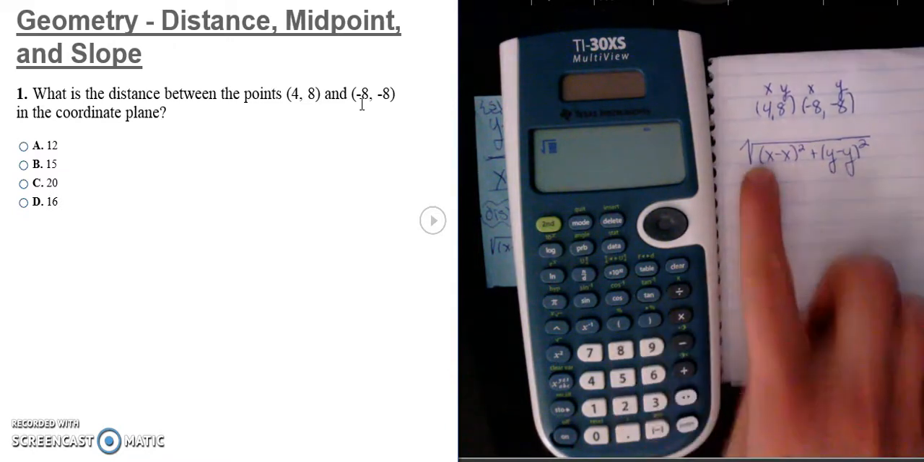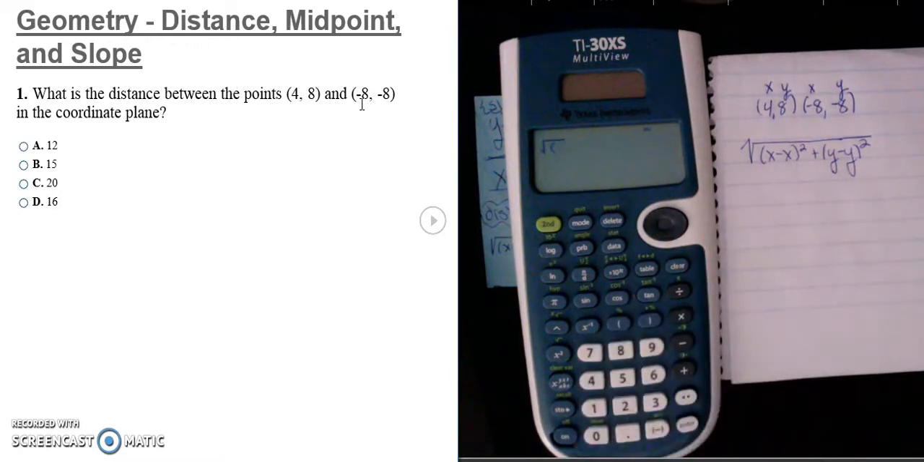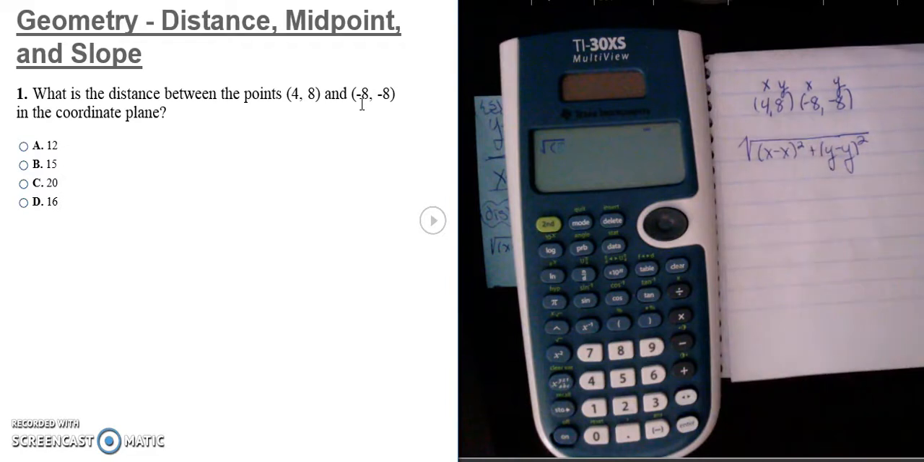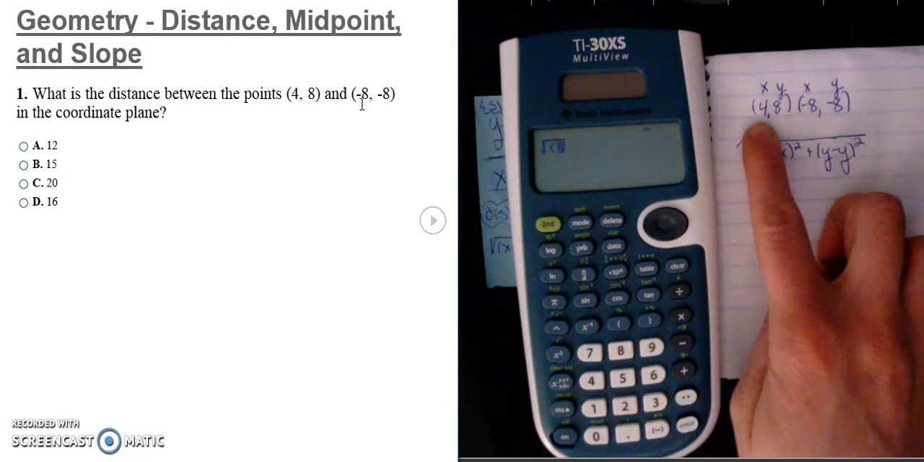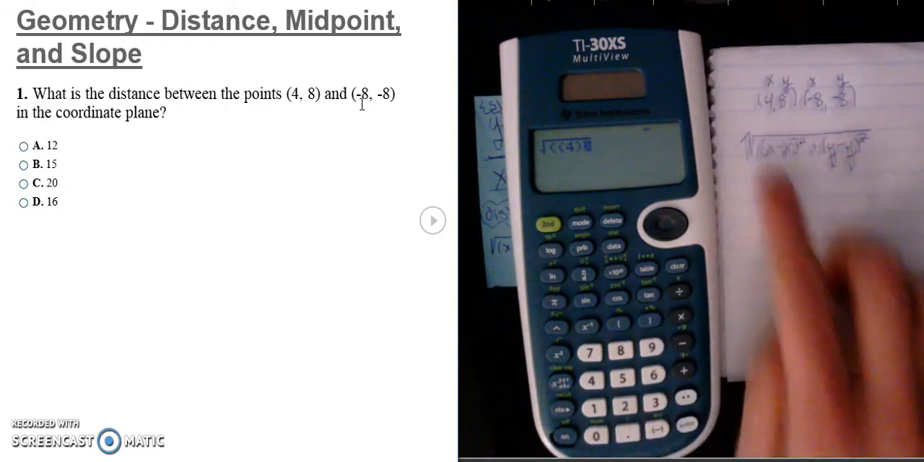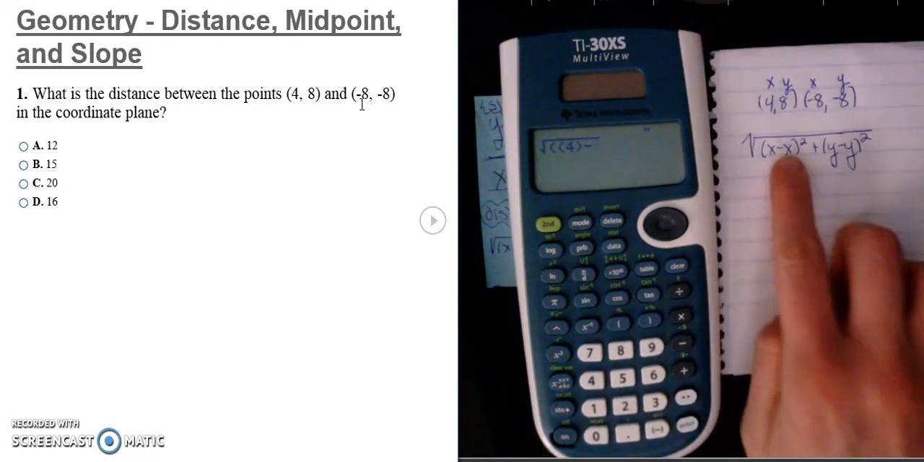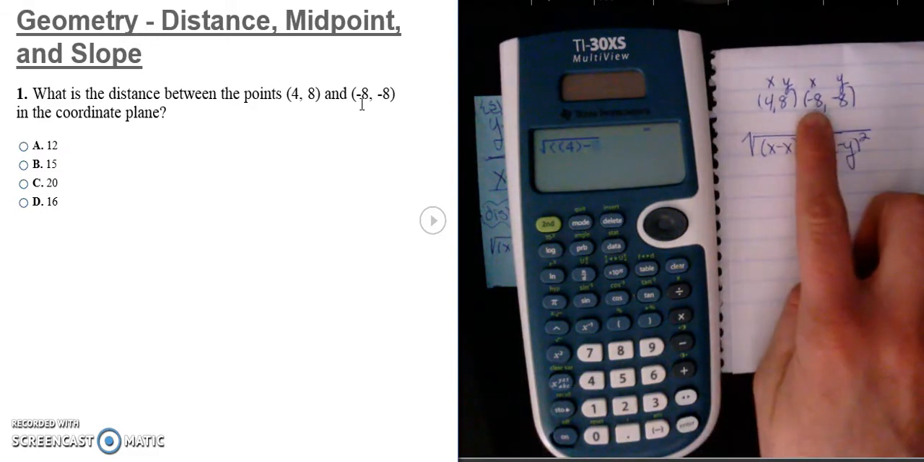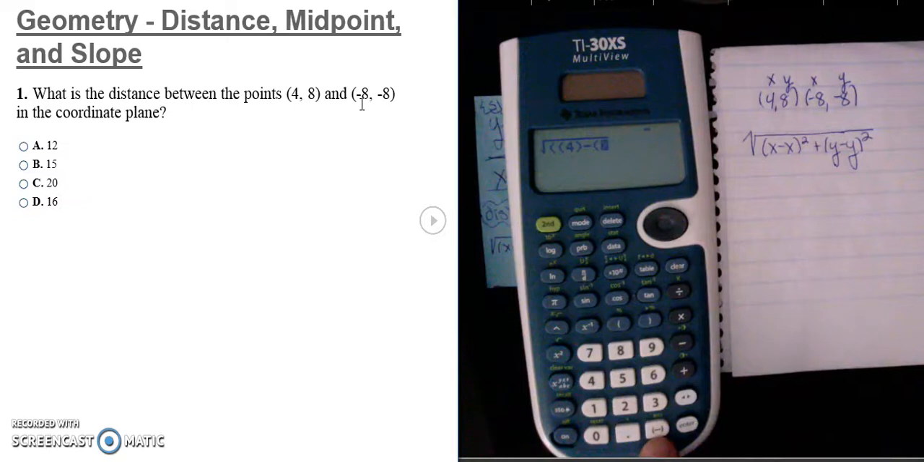So I'm going to put in a parenthesis, and then my first x value, which is a 4. It's always a good idea when you're substituting to put those numbers in parentheses. So I'm going to have parenthesis 4 parenthesis, and then minus, and then my second x value, which is negative 8. I'm going to put that negative 8 in parentheses, making sure to use my negative button down here and not my minus button. The calculator doesn't know the difference, so if you use the wrong one, you'll confuse it.